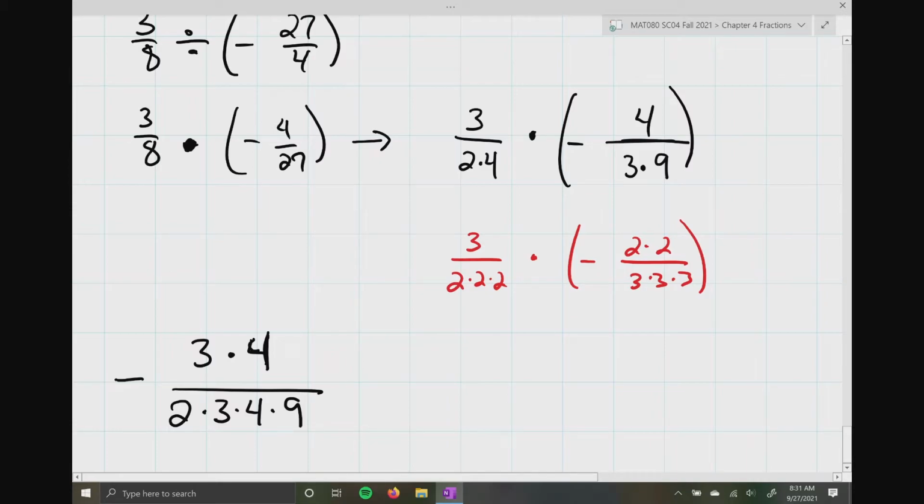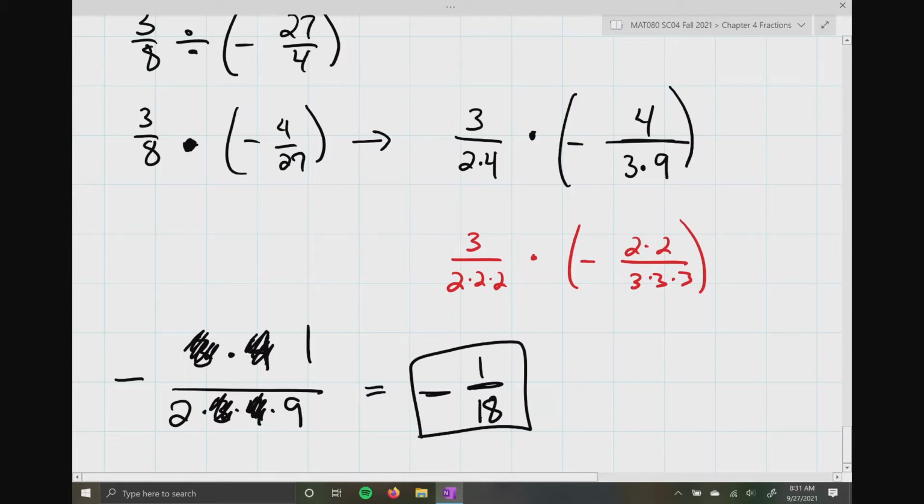Now I'm looking for numbers that are the same on the top and bottom. That's going to be the 3, and that's going to be the 4. Since everything is scratched out in the numerator, I put a 1. So I get a negative out front, a 1 in the numerator. And then in my denominator, 2 times 9 is going to be 18. So it's negative 1 over 18.